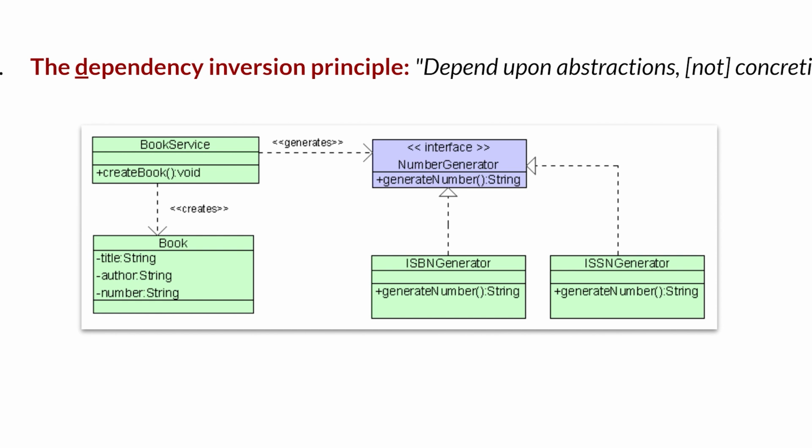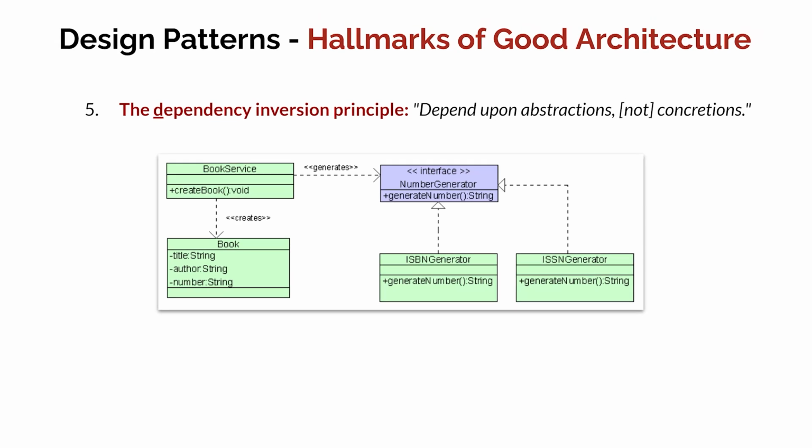The best way to do it is to have the BookService use an interface, which is an abstraction, that has a pretty generic method called generateNumber. Then, whatever number needs to be generated, the BookService doesn't need to know what it is. The BookService simply wants to generate a number. So whether the actual number generator happens to be an ISBN generator or an ISSN generator is irrelevant to the BookService. That is the idea. The BookService depends on the number generator. It does not depend on the concrete elements.